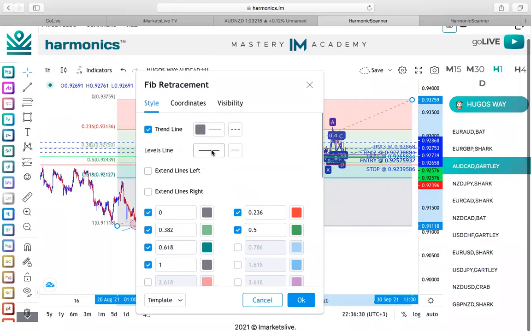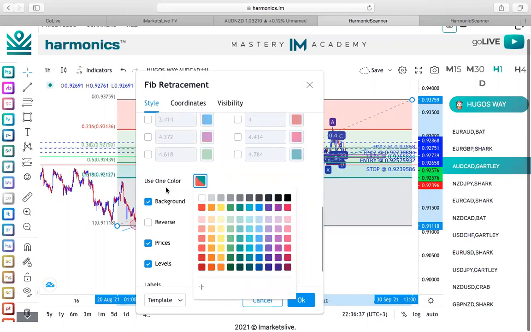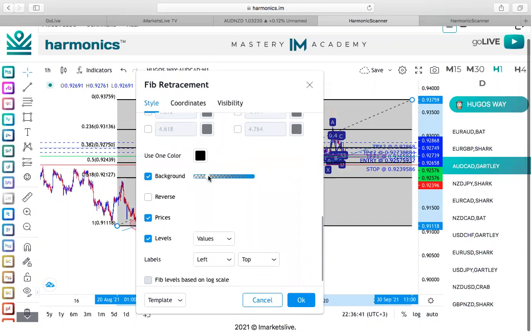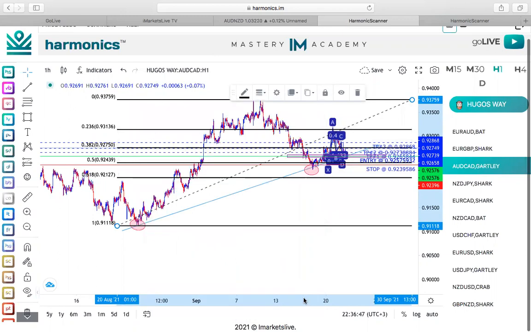I'm going to make my level lines a little bit thicker so I can see them. And with me personally, I'm going to make everything black. So where it says use one color, I'm going to turn it black, and I'm going to turn my background off. So boom, I'm going to press OK.